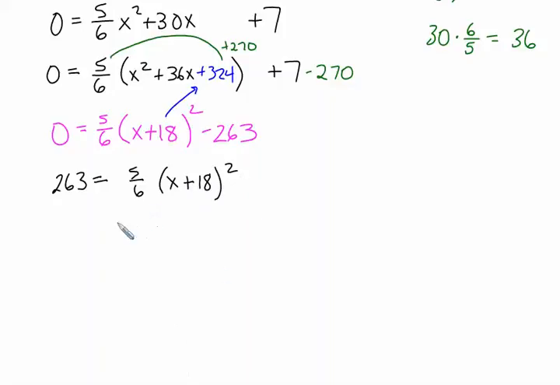To get rid of the 5 sixths, we could multiply by the reciprocal on both sides. So we're going to multiply both sides by 6 fifths. Please do not have decimals in your problem or in your answer. So on the left-hand side, either use your calculator, that's probably the ideal way, or think it through mentally. 6 fifths times 263 appears to be 1,578 over 5.